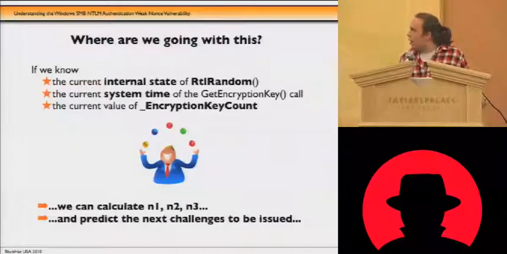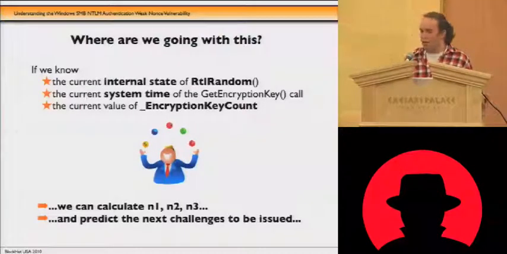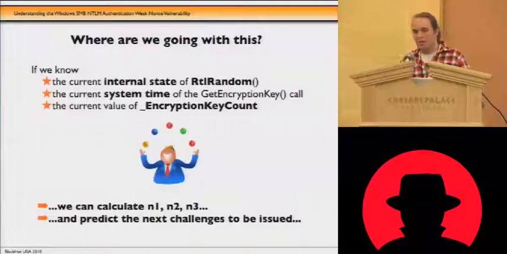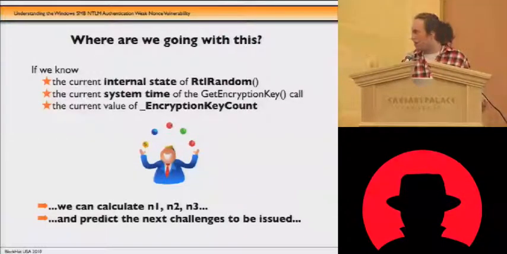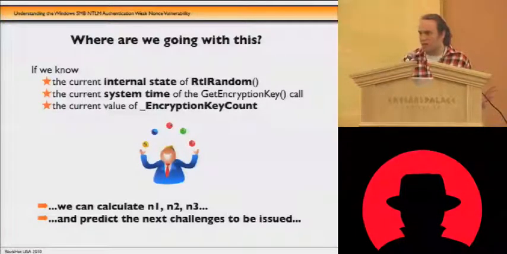So if we know the internal state of the RTL random function and the current system time and also the value of the encryption key count, we can calculate all the numbers returned by RTL random, and we can predict the challenge to be issued in the future. So I will explain the RTL random function in detail.